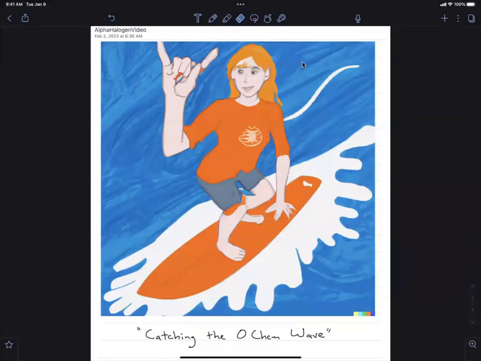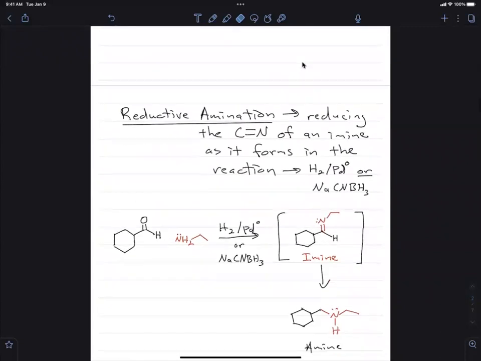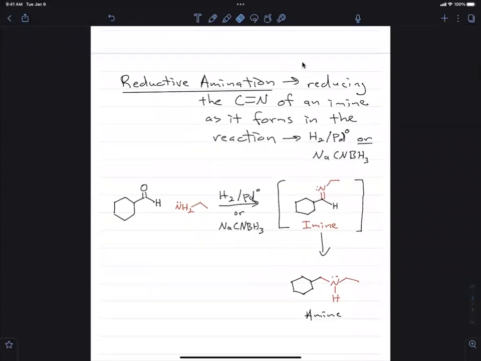Hello, everybody, and welcome to the third video on this second ice day. If you saw the first video, you'll recognize this reaction called reductive amination, in which we can create complicated amine molecules after creating first an imine that is then reduced.